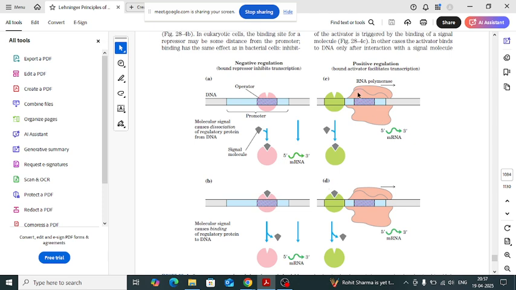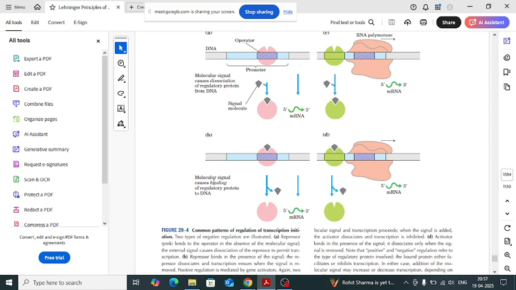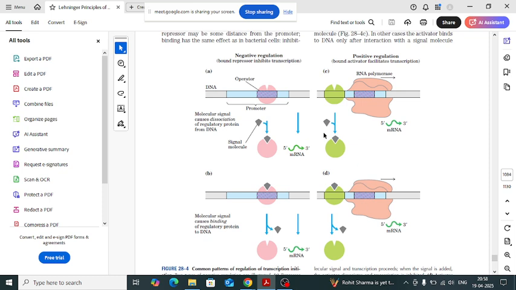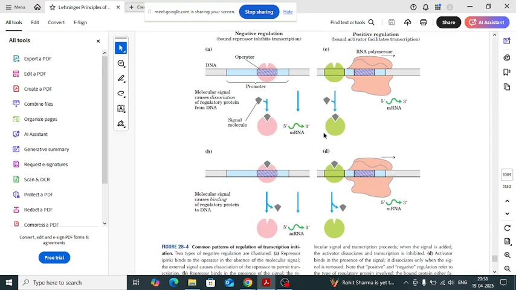In the upper panel you can see the molecular signal is causing dissociation of the regulatory protein, right? When the molecular signal binds here, only then is the regulatory protein dissociated. Same here, for the activation also. But in this case, just the opposite, the molecular signal is causing the binding of the regulatory protein. So when the molecular signal is gone, those regulatory proteins will also be gone, right? So these are the two opposite ways of negative and positive regulation. Okay, I hope it is clear. If you have any questions, you can ask.